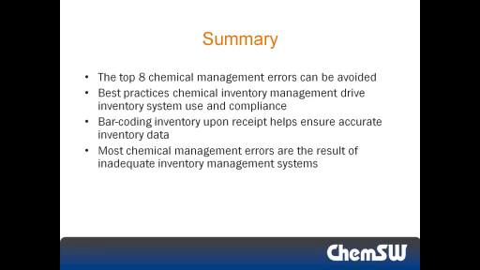Just to summarize, again, chemical management errors can be avoided by optimizing people, processes, and technology. Establishing best practices, policies and procedures, and adopting a best-in-class chemical inventory system are the keys to success. My recommendation is for a barcoding system that tracks and manages inventory at the container level, giving the organization a true picture of what was actually in inventory.